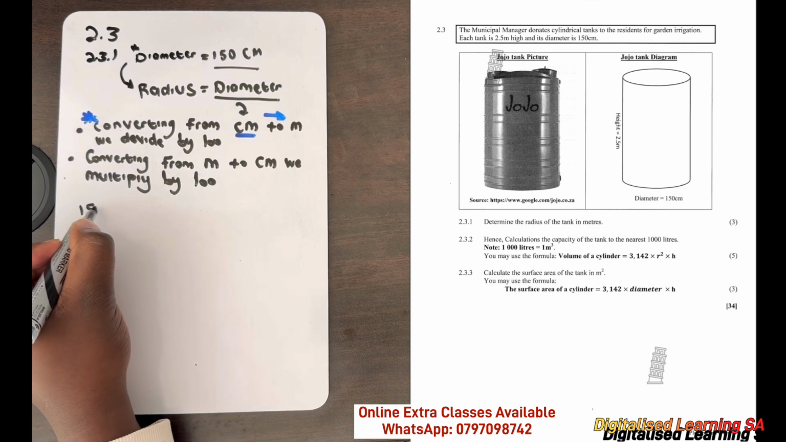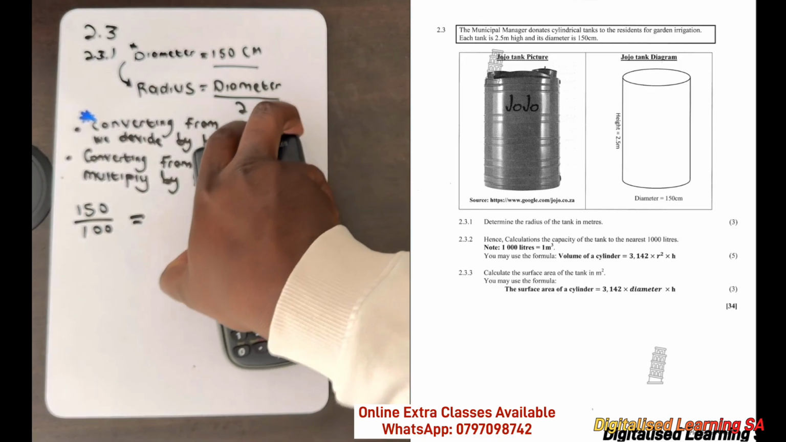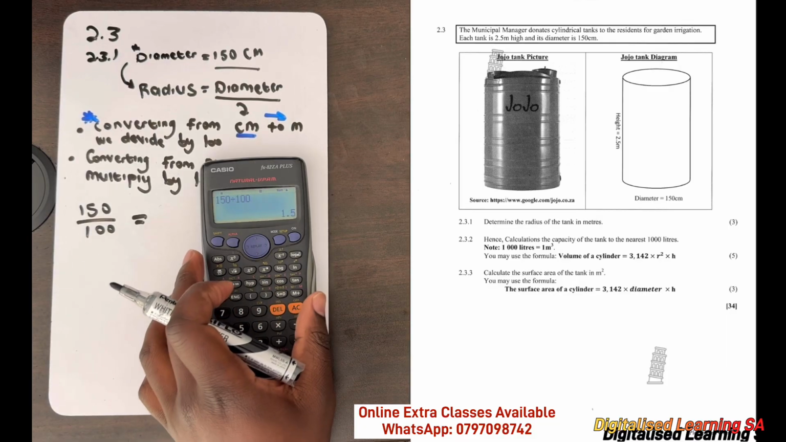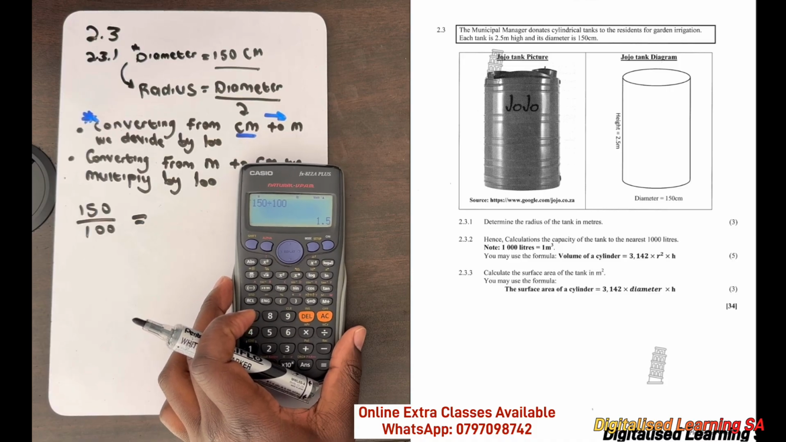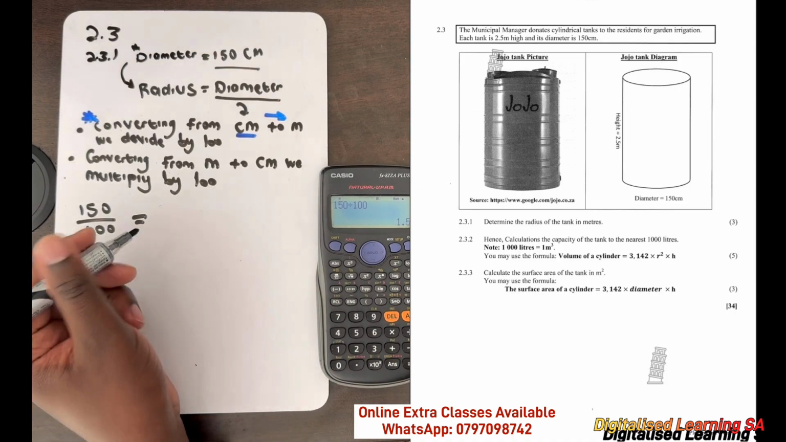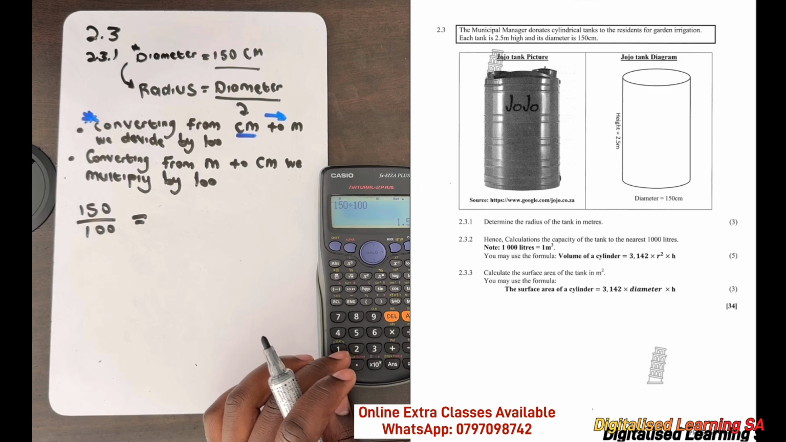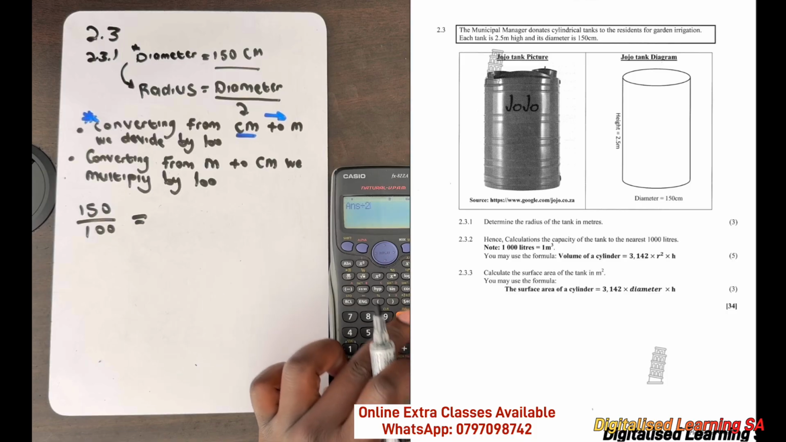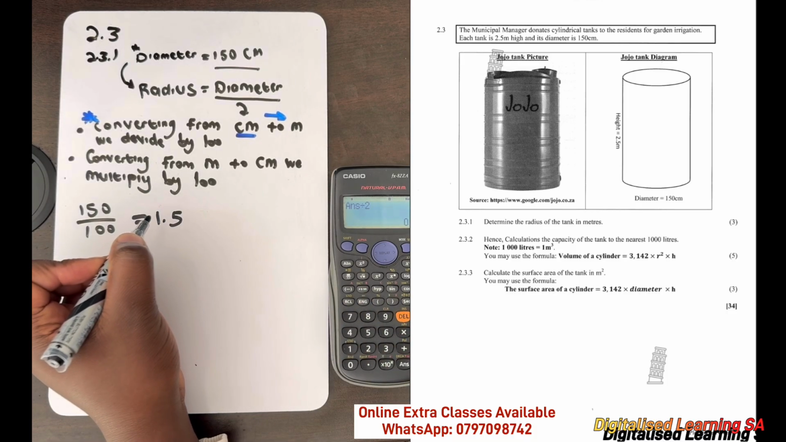So we are going to say 150 divided by 100, and let's plug that into our calculator. 150 divided by 100, we will get 1.5.